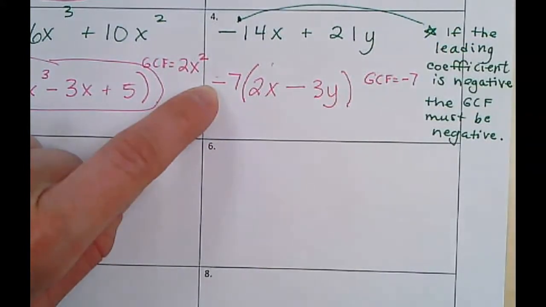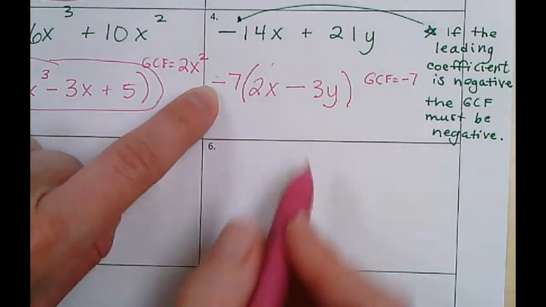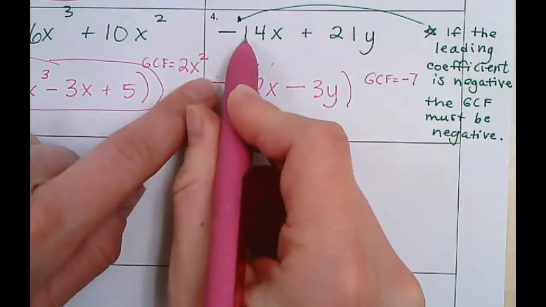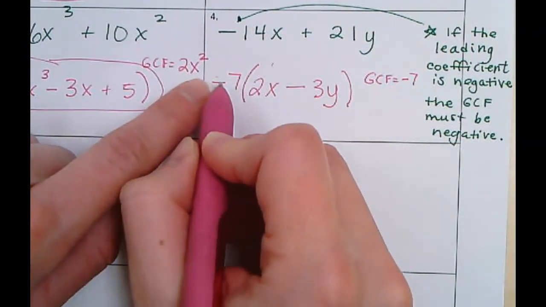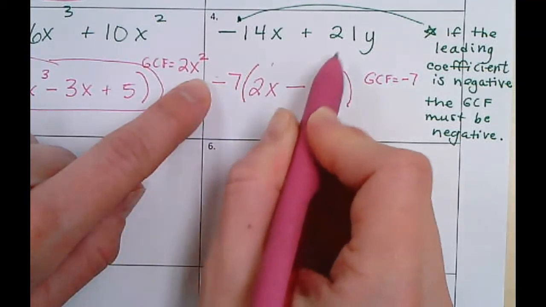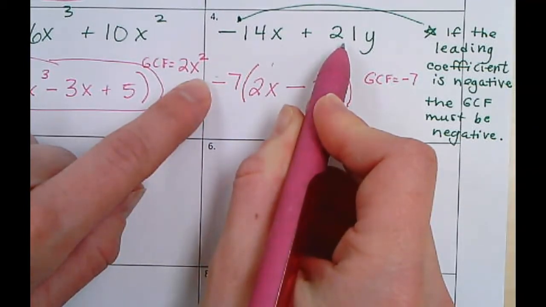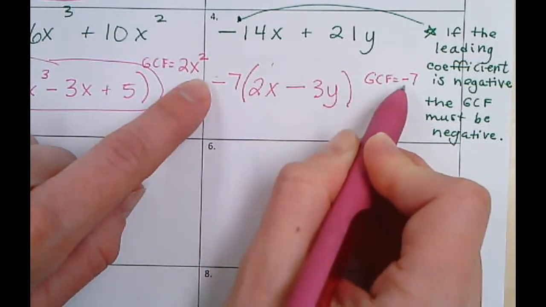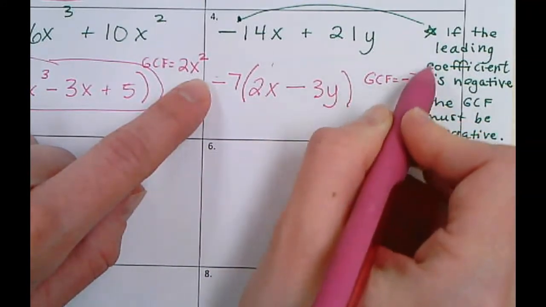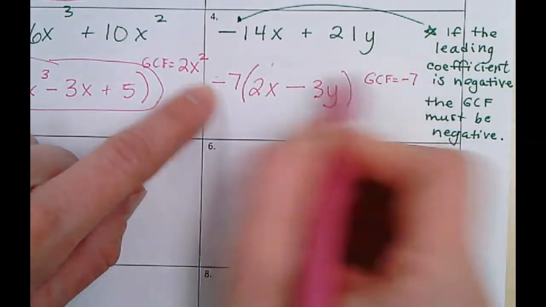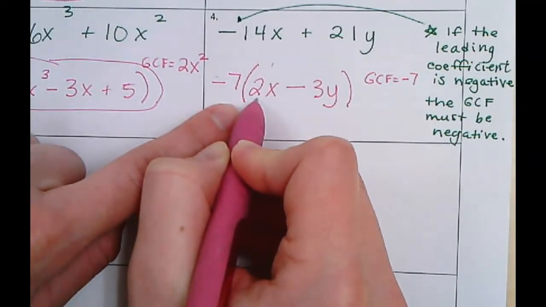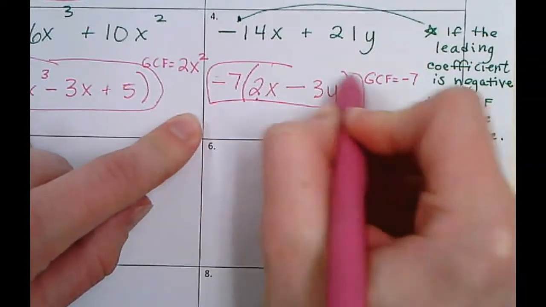You can check yourself when you get to these negative signs. Negative 7 times 2 is negative 14, and negative 7 times negative 3 is positive 21. The only reason we have to factor out the negative sign is because the leading coefficient is negative. You want this first term to be positive after you factor. So this is complete.